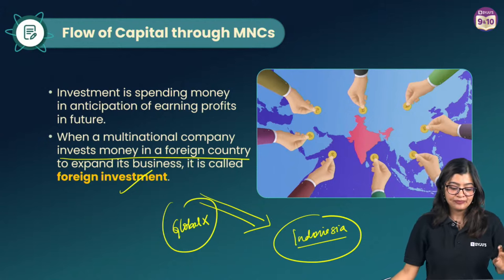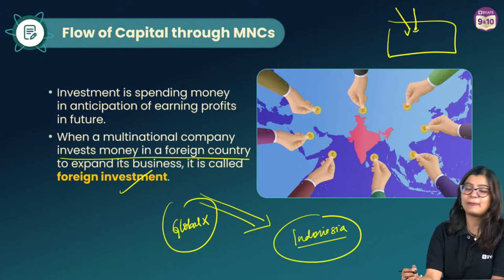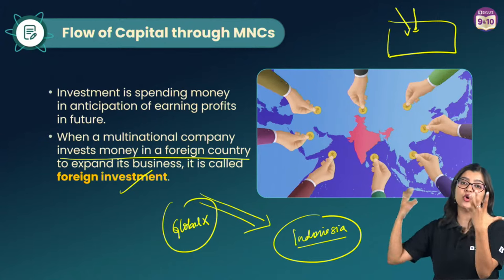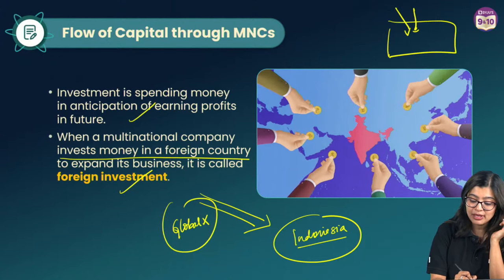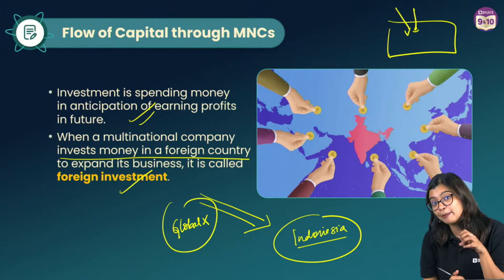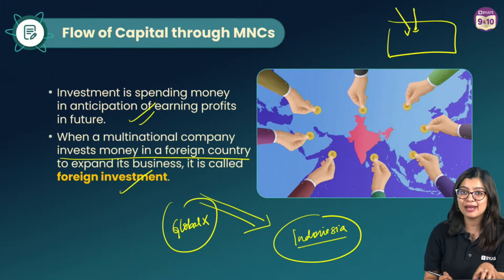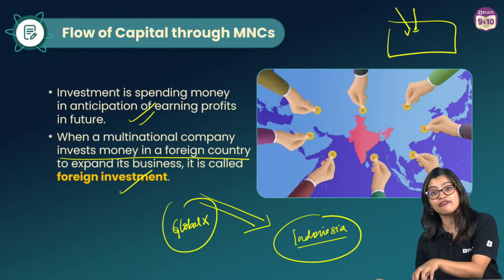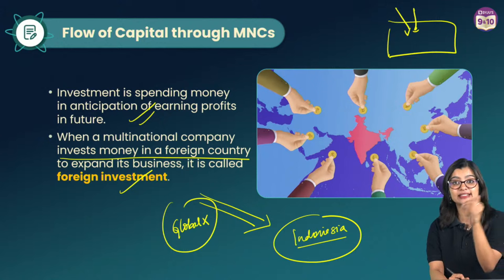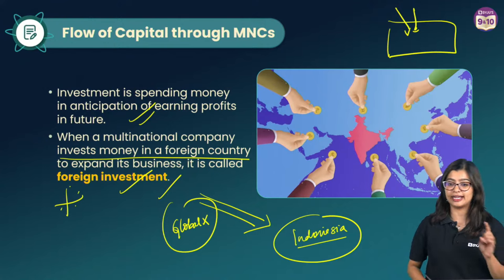in this case, what do we see? We see that investment is spending money, right? Investment is that I give a person money. Okay, I feel like I will give you maybe, let's say, 1 lakh rupees. And I know you'll be able to grow my business, right? So I am giving money in anticipation, in hope that they will earn profit in the future. And because I'm not based off Indonesia, I am coming from the United States of America. So I am a foreign country, but I am investing in Indonesia, which means that an MNC is what brings in a foreign investment, right? So this is what we need to have an idea about.